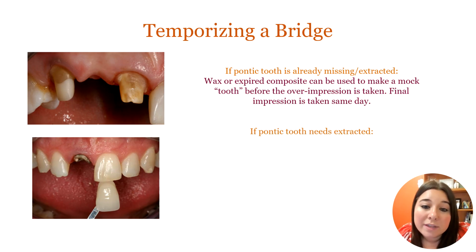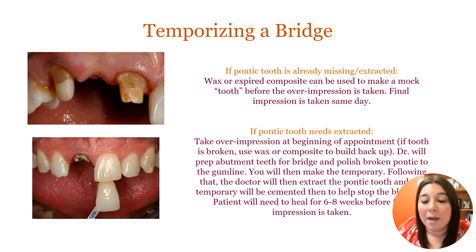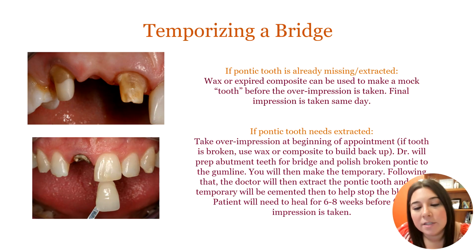Now, if the tooth is still there and needs extracted, it's typically extracted that day of the appointment. So you still want to take an overimpression at the beginning of the appointment. If the tooth is still there and it's whole, just take the overimpression. If it's chipped or broken, anything like that, you may, again, want to use wax or composite to build the tooth back up to look normal before you take the overimpression. That'll just save you some time.